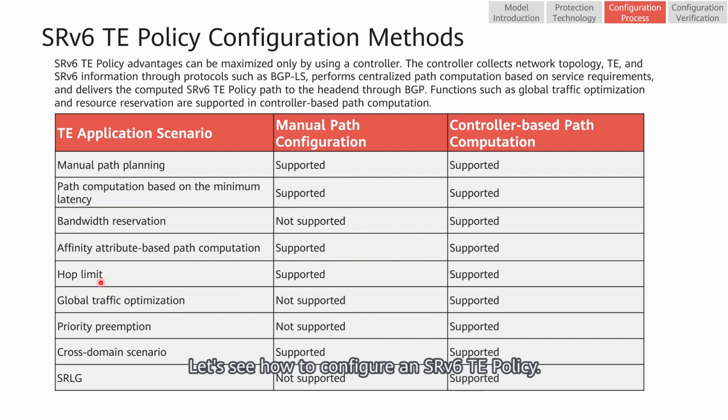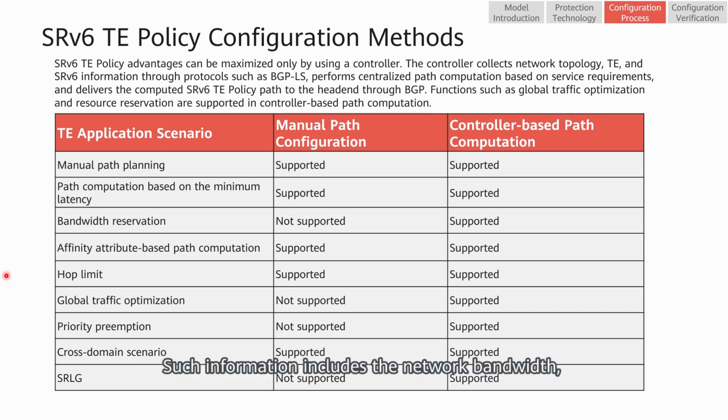Now that we are familiar with the SRv6 TE policy model, let's see how to configure an SRv6 TE policy. An SRv6 TE policy can be either delivered by a controller or manually configured. If a controller is used for delivery, it needs to establish a BGP-LS peer relationship with the desired forwarder to collect network information for path computation.